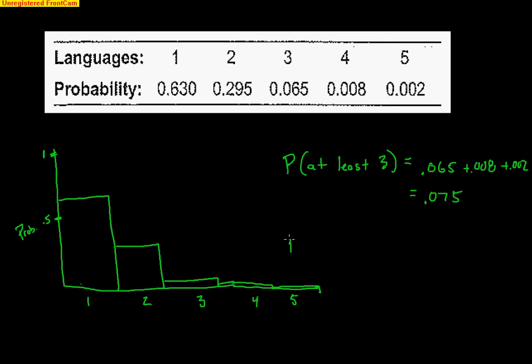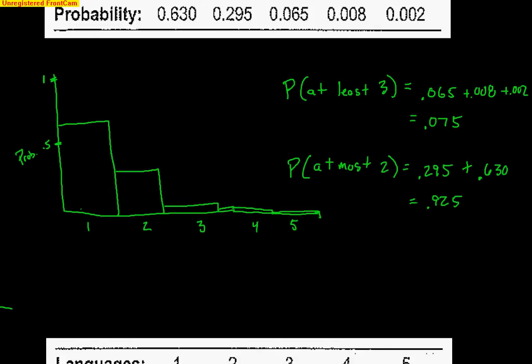I could also ask, what's the probability somebody speaks at most 2 languages? Well, remember, at most means that's the highest. So it would be 2 or less. So this would be somebody speaks 2 or 1 language. In this case, it'd be 0.295 plus 0.630. And if you add up 0.63 plus 0.295, you get 0.925. So there's a 92.5% chance that somebody speaks at the very most 2 languages. So you see how you can answer several questions dealing with this probability model.